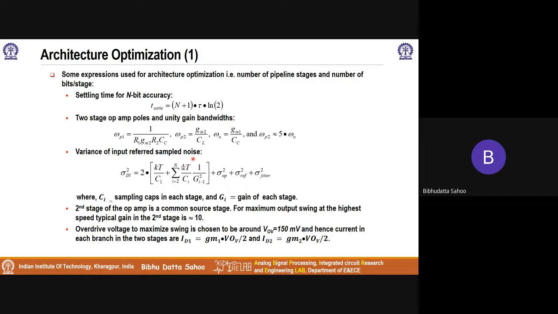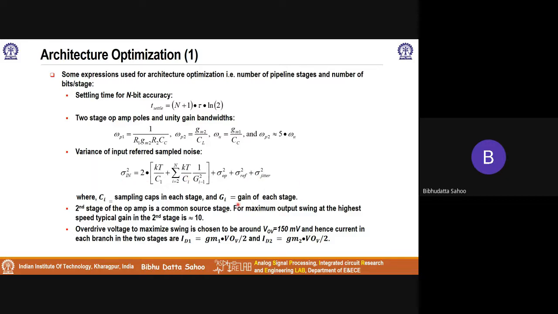Now, the variance of the input referred noise is given by this expression. There are a few terms here. One is the sampled noise, one is each stage's noise, then the op-amp noise comes in. Any reference voltage noise, that is, the reference voltages used in the circuit, also comes in. And because it is a sampled system, there is a clock, and the clock has a certain amount of jitter. It gives you jitter noise, and these will all add up in an RMS sense.